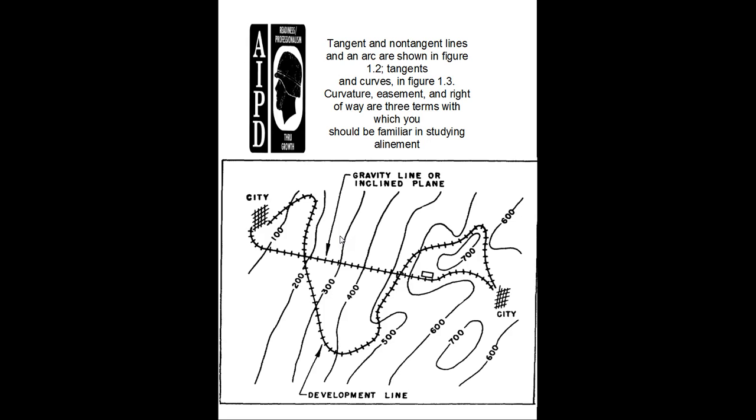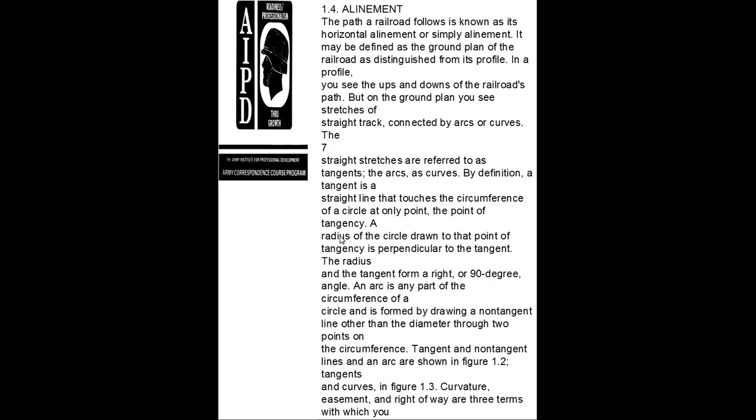Tangents and non-tangent lines are shown in Figure 1.2, tangents and curves in Figure 1.3. Curvature, easement, and right of way are three terms with which you should be familiar in studying alignment.